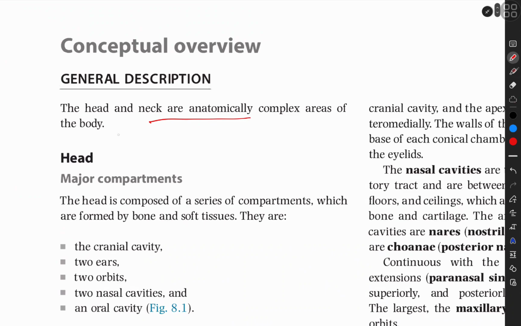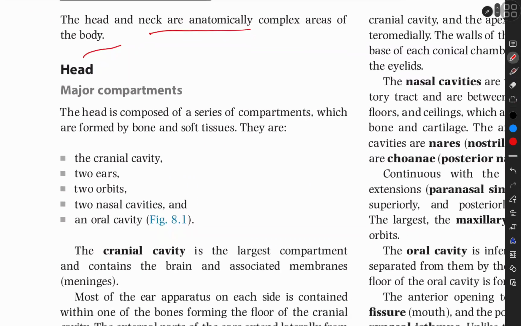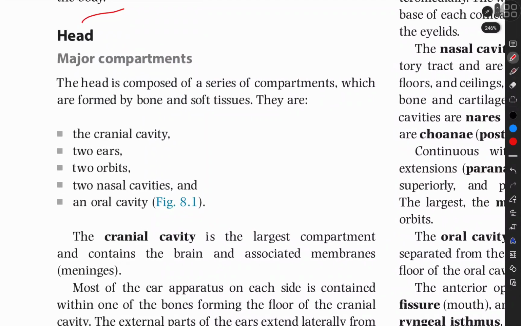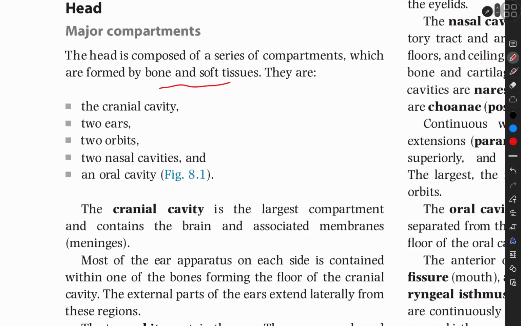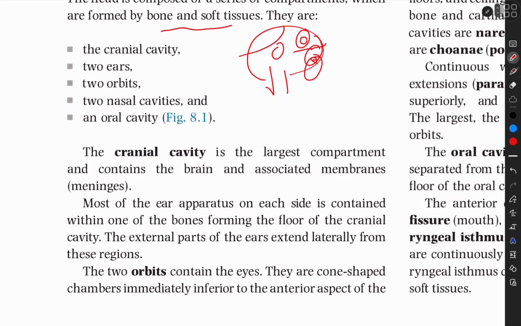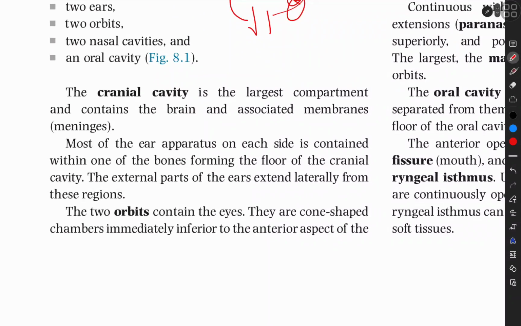Okay, the head and neck are anatomically complex areas of the body. Yeah, we all know that. The head is composed of a series of compartments formed by bone and soft tissues. They are the cranial cavity, two ears, orbits, nasal cavity, oral cavity, and so on. Cranial cavity is the largest compartment, contains the brains and associated membranes.